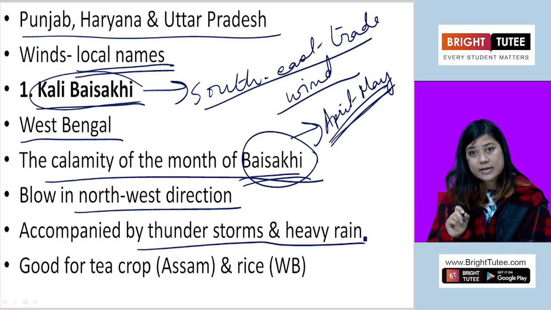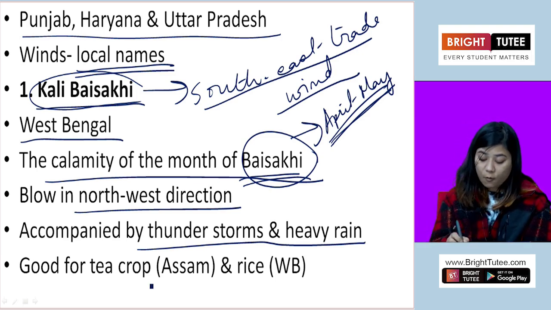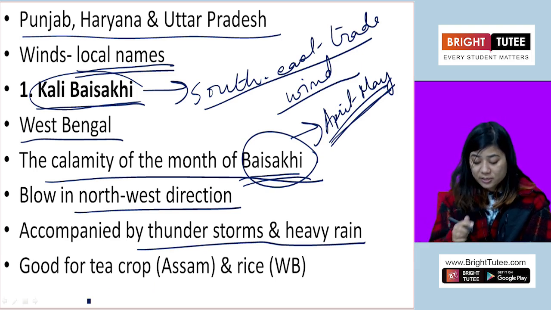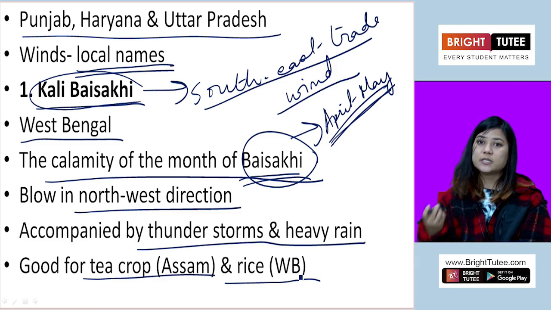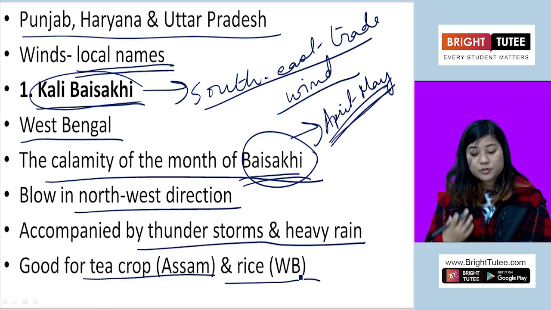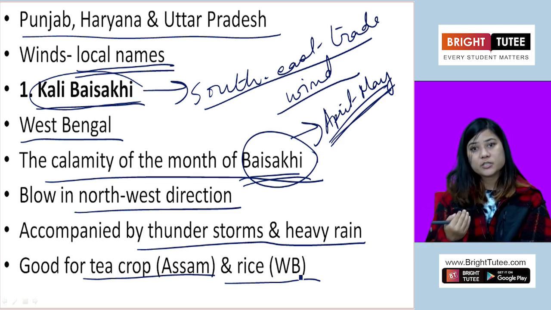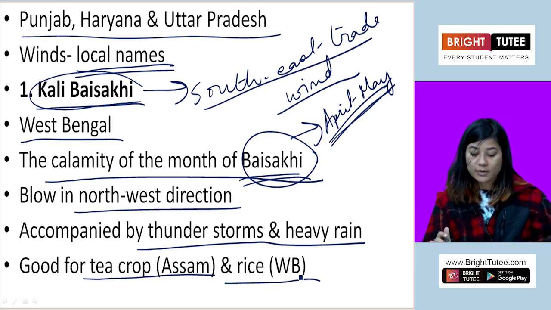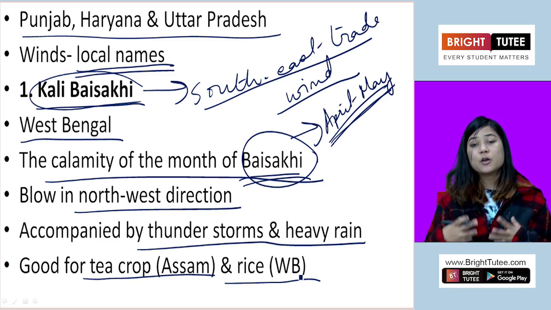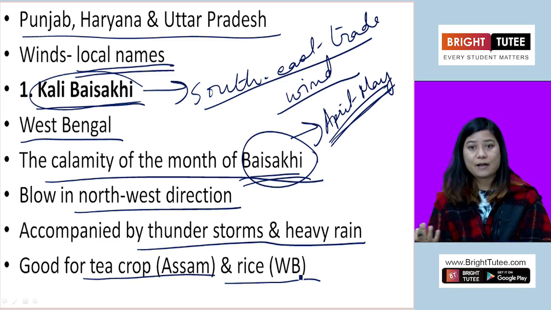And this rain that is brought by Kali Baisakhi is very important for some of the crops, especially the tea crop in the state of Assam, which is West Bengal's neighbor, and rice cultivation in West Bengal. So you see, this is not only called a calamity, but it is actually important for the agriculturists, for the cultivation of certain crops. Without it the cultivation will not yield a good harvest.